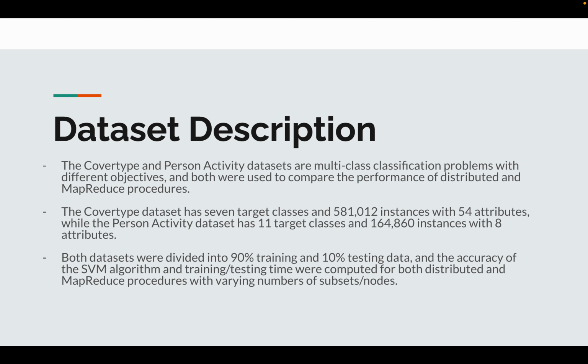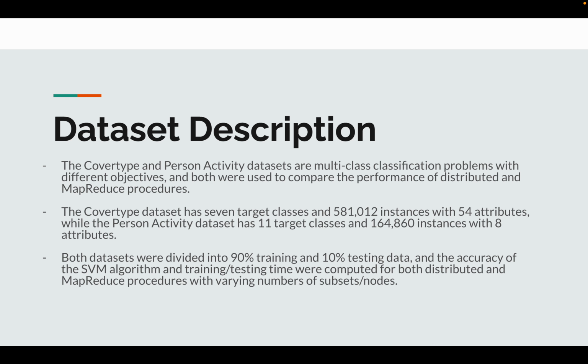The person activity dataset, on the other hand, is a human activity recognition problem that aims to classify various human activities based on sensor data. The dataset contains information on the activity performed by individuals such as walking, sitting, standing, etc. The dataset has 11 target classes and contains a total of 164,860 instances, with each instance having 8 attributes.